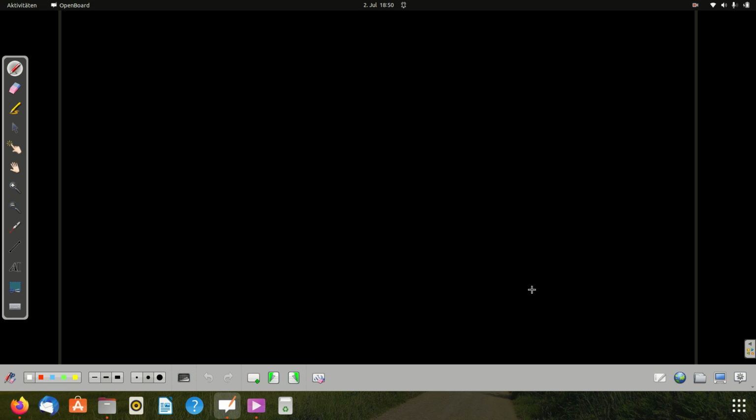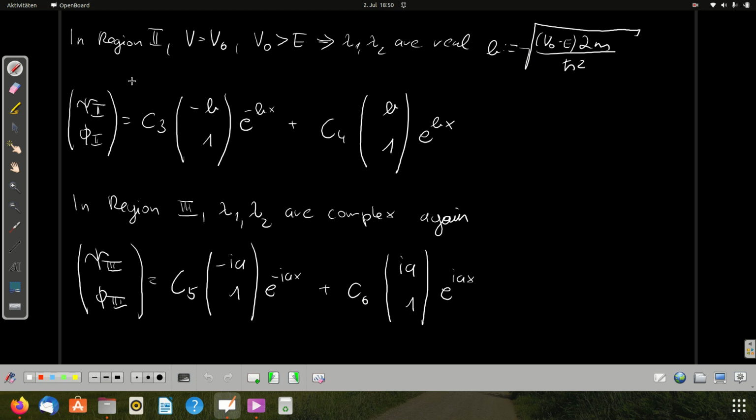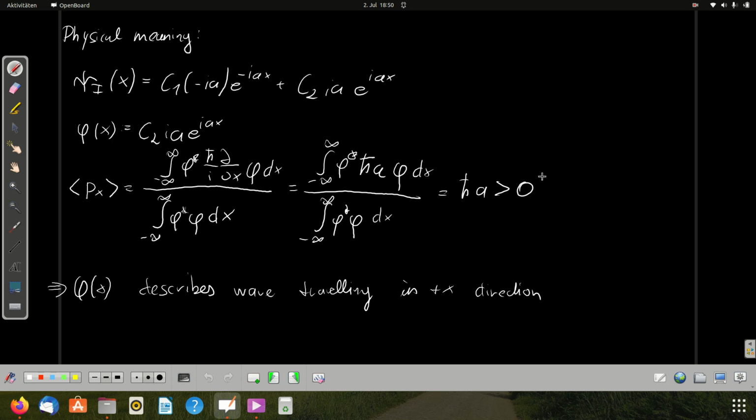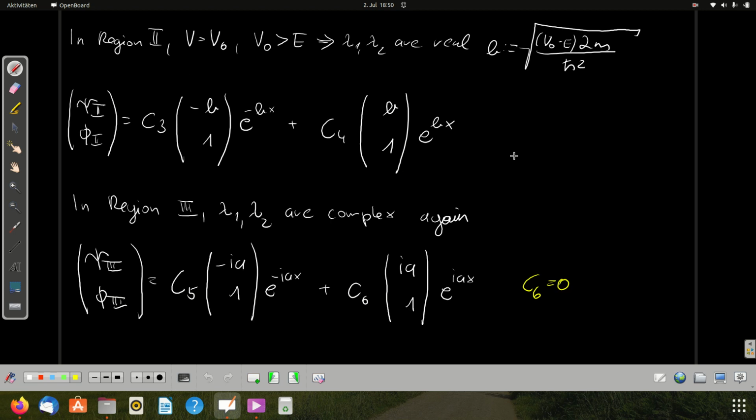So this is important because here in region 3 we can already see, because of how the problem is set up, that c6 should be 0. Sorry, c5 should be 0.